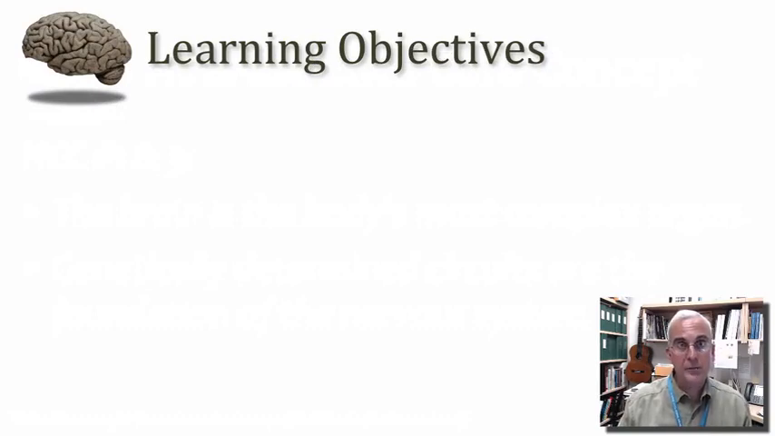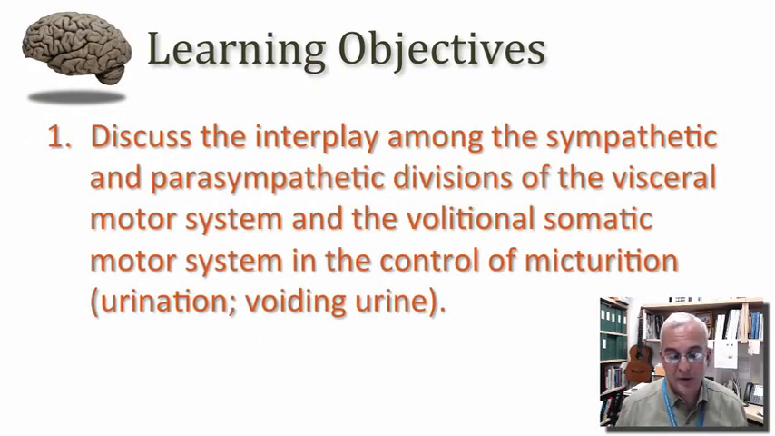So my learning objective for you in this part is that I want you to be able to discuss the interplay among the sympathetic and parasympathetic divisions of the visceromotor system, together with the volitional somatic motor system in the control of micturition. Well, just to be clear, what we're talking about is urination. It's voiding the bladder, expelling urine from our bodies.